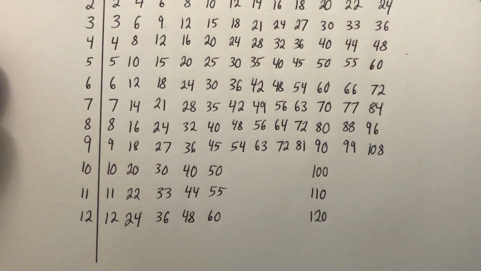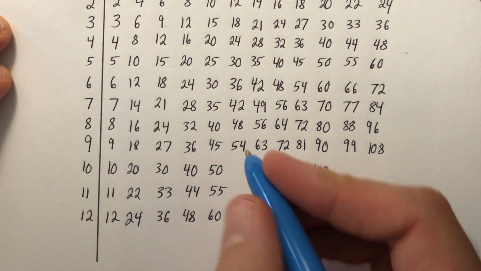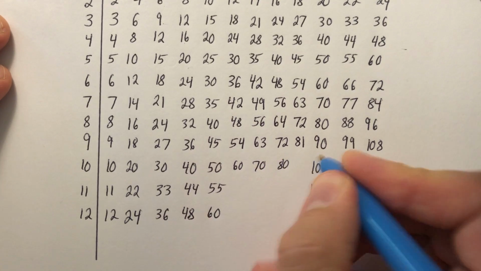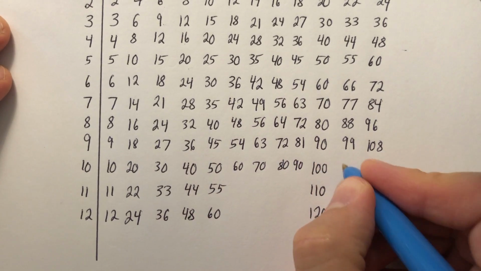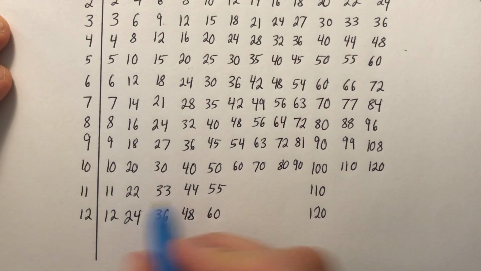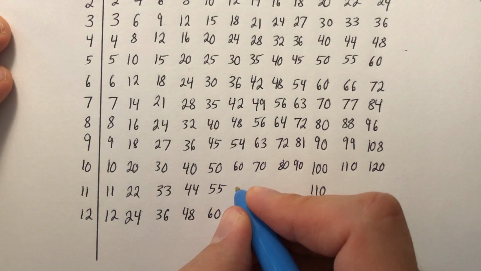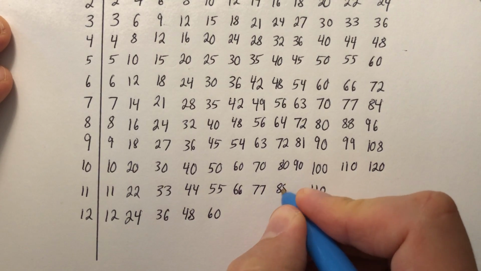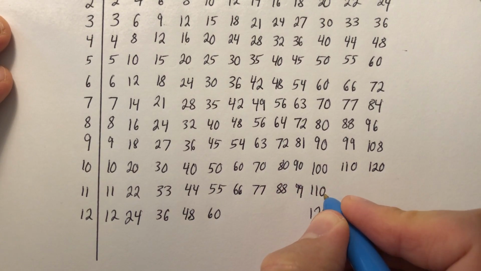We're almost finished with this. This next row is super easy. We already know it. 60, 70, 80, 90, 100, 110, 120. Okay, we got this one too. So 55, 66, 77, 88, 99, 110.